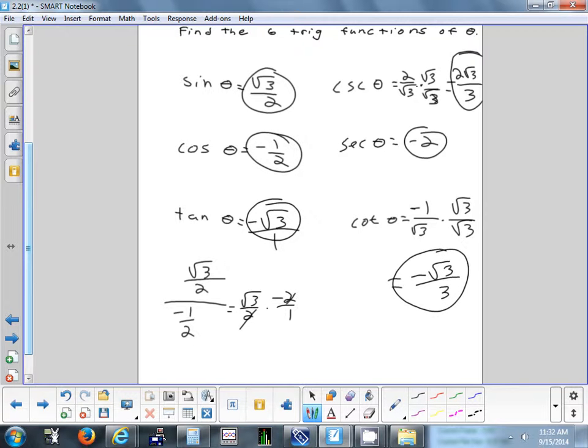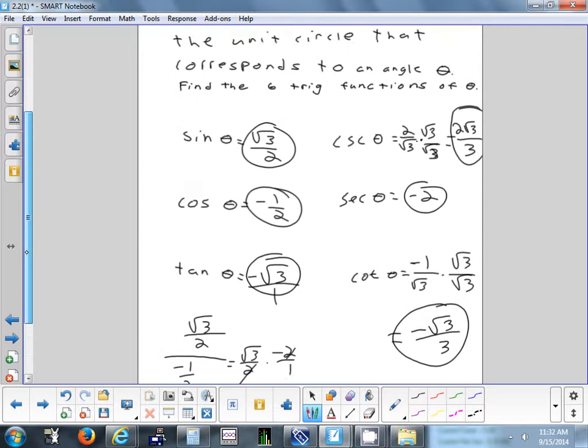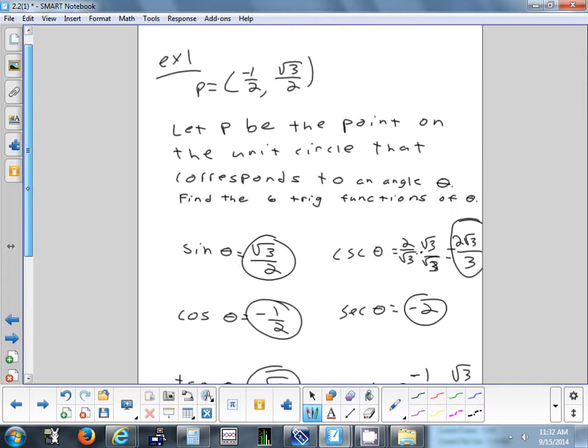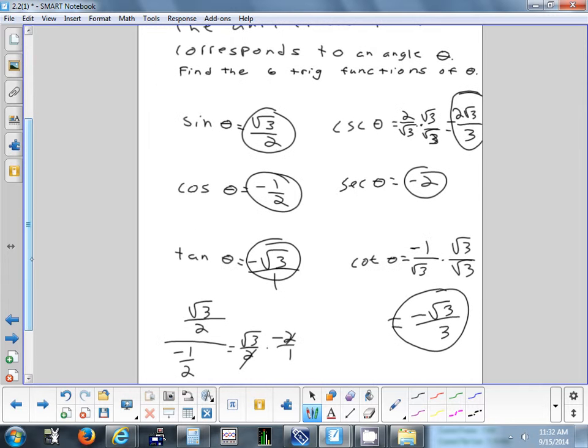On a test, this would have been 6 separate problems. Yeah, but we just did all 6 to practice in the same problem. Any questions on how we found the 6 trig functions of the point up above? And that's it. That's what you pretty much do every time. Except I normally won't ask for all 6 at the same time.